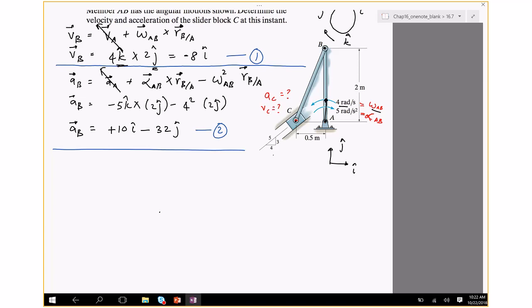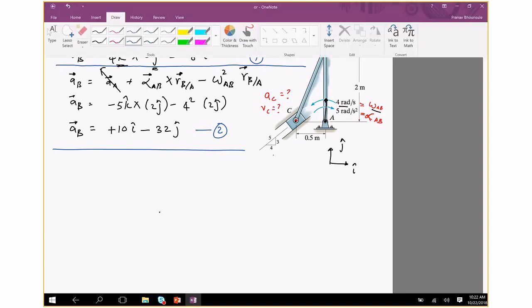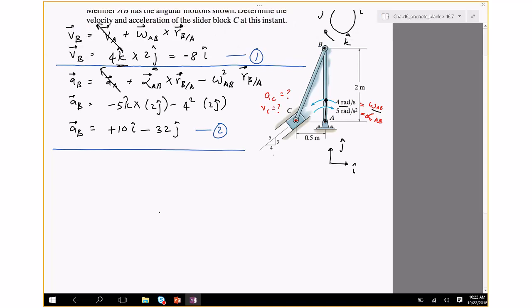Okay, now we found velocity and acceleration of B. Let's go to C. Let's start with velocity of C. I always recommend you first find velocity of C and then solve for acceleration of C, because when you find the velocity of C, you'll be able to find omega BC, which is unknown, and omega BC will be required to get the value for aC. Always do velocity analysis first.